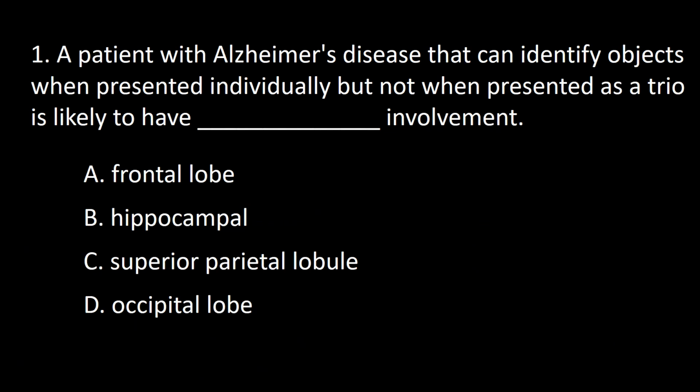The first question is: a patient with Alzheimer's disease that can identify objects when presented individually but not when presented as a trio is likely to have dash involvement: A. Frontal lobe, B. Hippocampal, C. Superior parietal lobule, D. Occipital lobe.